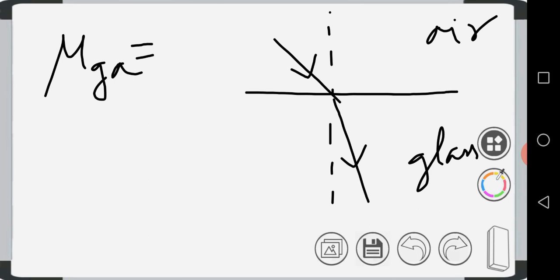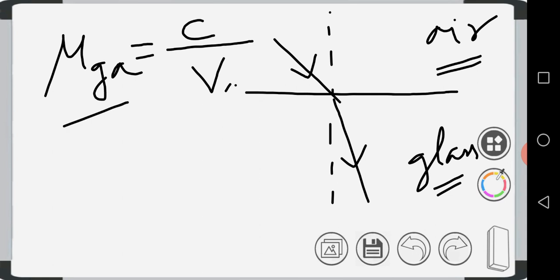So this mu GA is actually a ratio between C and V. What is C? It is the velocity of light in the first medium, that is in air, divided by the velocity of light in the second medium, which is glass. This is V. V means the velocity in the glass medium. So this ratio C by V is the refractive index of the second medium. Suppose instead of glass, the second medium is water, then this V will represent the velocity of light in water.